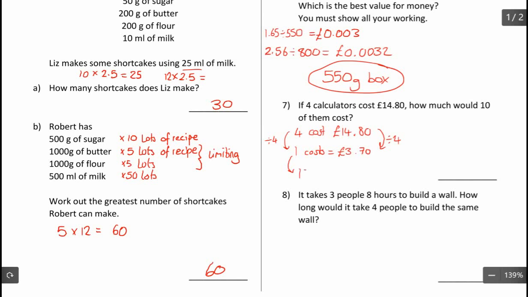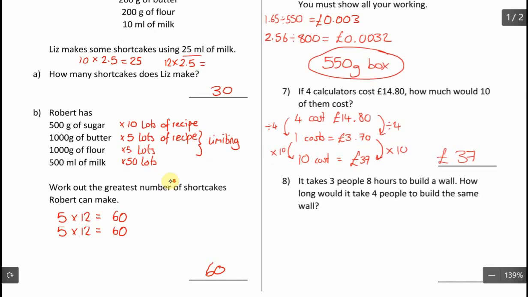And then 10 of them we're going to times by 10. So we're going to times the cost by 10. Don't need the calculator for that one. That one's going to be £37. Make sure you've got units on the answer line.